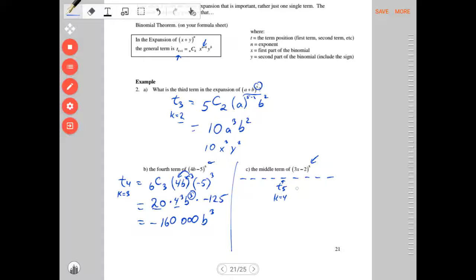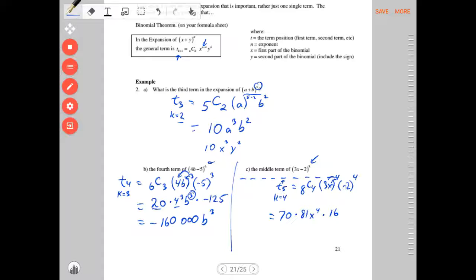So that is going to be the exponent. So 8 choose 4. Then the first chunk, 3x to the 8 minus 4, which is just 4. And then the second chunk, the negative 2 to the K, which again is just 4. And now we just expand that out. So 8 choose 4 is 70. Then we have 3x to the fourth, so that is times 81 x to the fourth, right? 3 to the fourth is 81, x to the fourth is just x to the fourth. And then negative 2 to the fourth is positive 16.